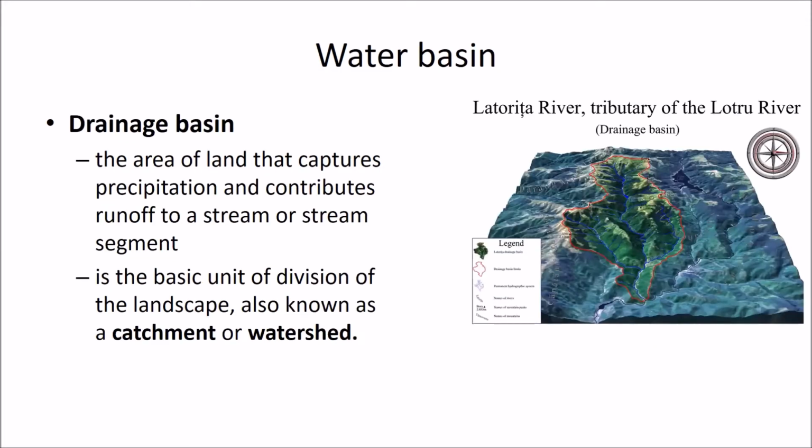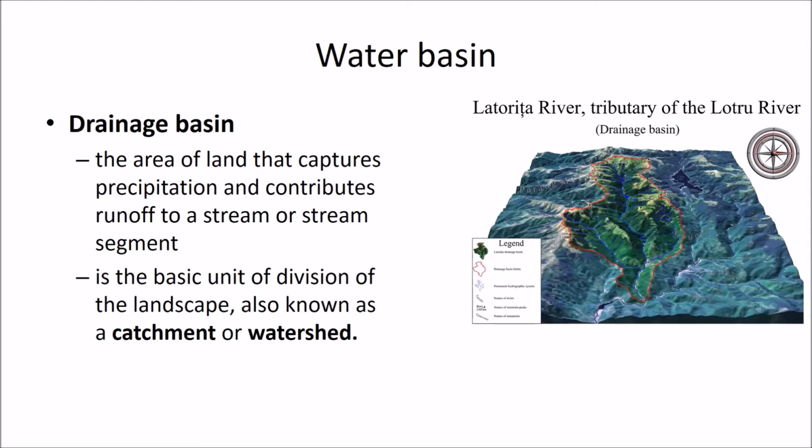And here is another term, the drainage basin. Let's imagine we have this system of different rivers or streams here. The drainage basin is an area of land that captures precipitation, that means the rainfall, and contributes the runoff to a stream or stream segment.